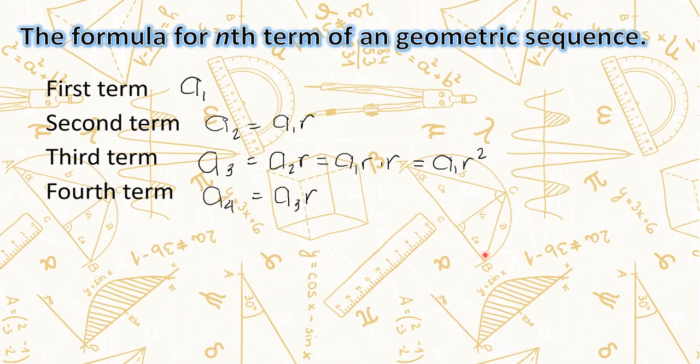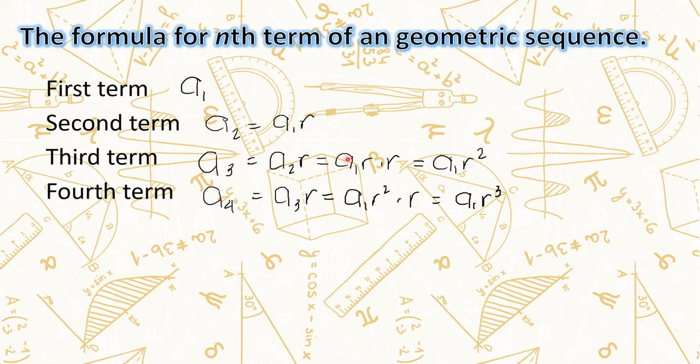We have a sub 4 that is equal to a sub 3, the previous term, times the common ratio r. In terms of a sub 1 and r, we know that a sub 3 is equal to a sub 1 times r squared. Hence, writing a sub 4 in terms of a sub 1 and r, we have a sub 4 is equal to a sub 1 r squared times r. So we have a sub 1 times r cubed.